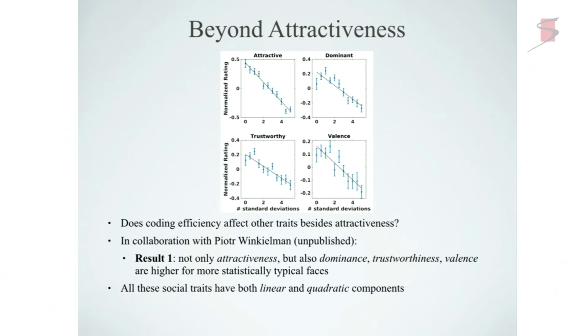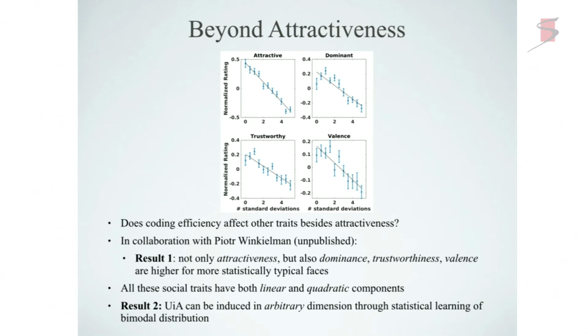And just to remind you again, all these traits seem to have both a linear and a quadratic component. The quadratic component is the statistical typicality effect, and the linear component is that, along the LDA axis, the face just looks more attractive in one direction, less attractive in the other direction. And the second result, which I don't have a figure for, is that we find that we can actually induce UIA, this against-averageness effect, in arbitrary face dimensions by exposing subjects to a statistical distribution that's bimodal during a learning paradigm.